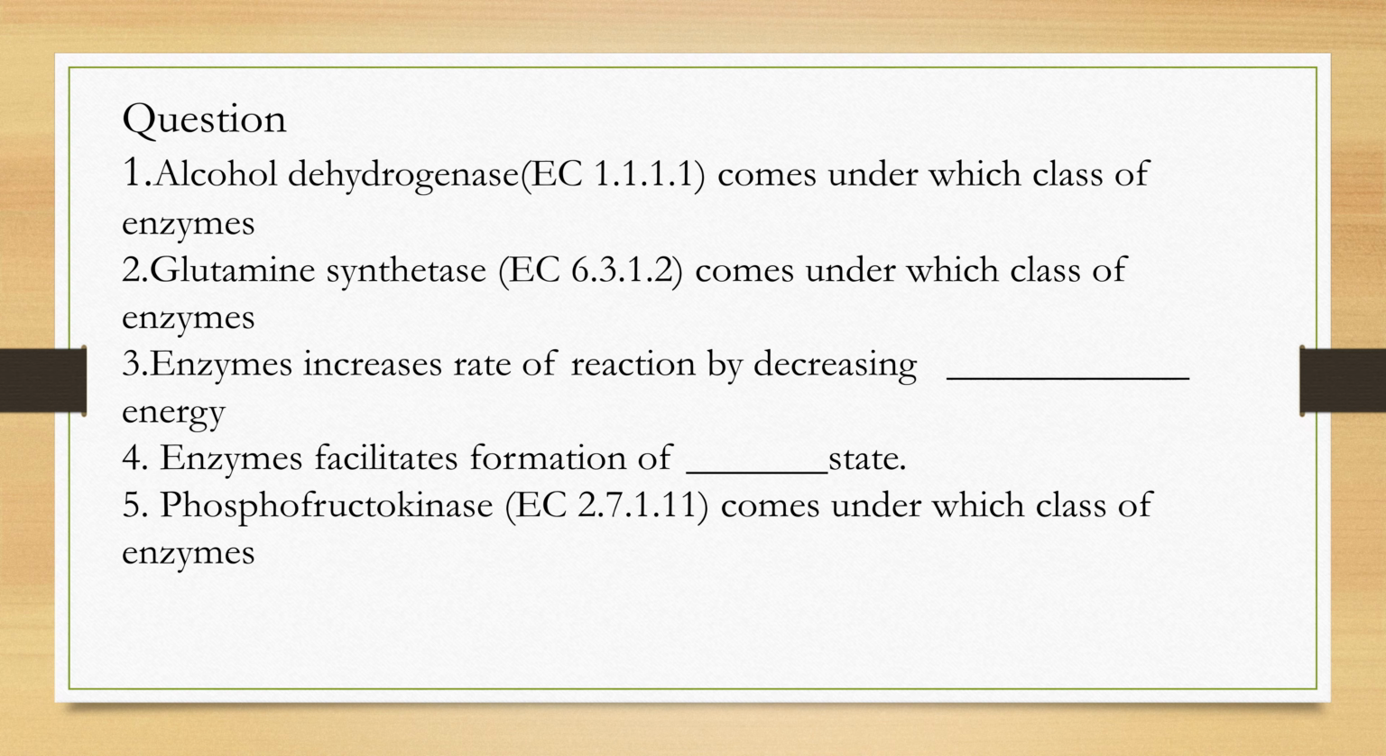Phosphofructokinase, whose EC number is given. Which class does it come under? Its EC number is 2.7.1.11, so it comes under the second class. The second class was your transferase group. So phosphofructokinase comes under the class transferases.